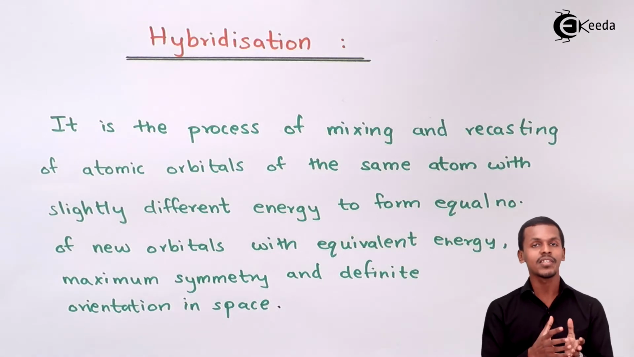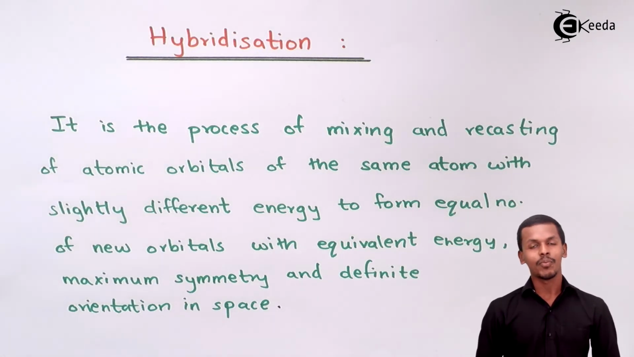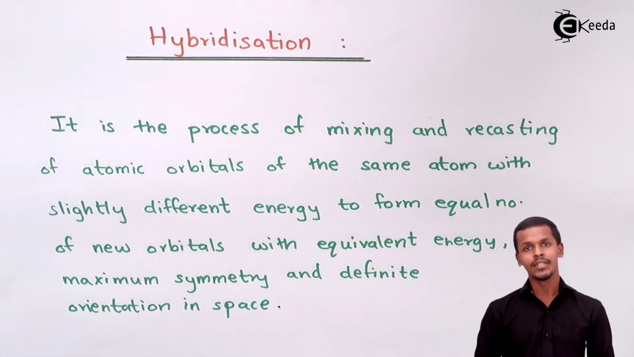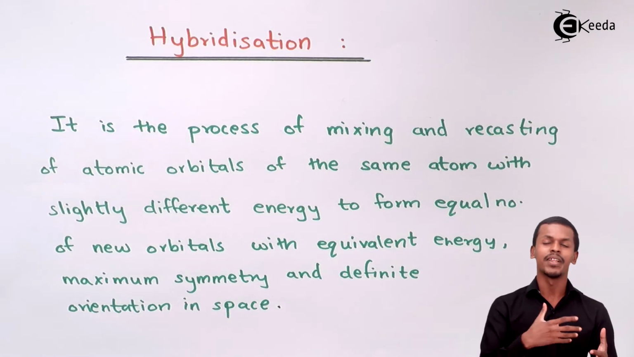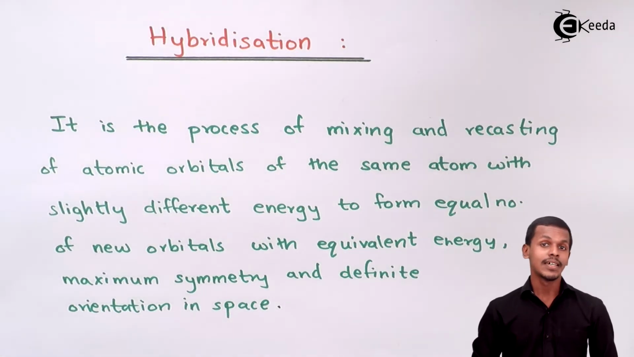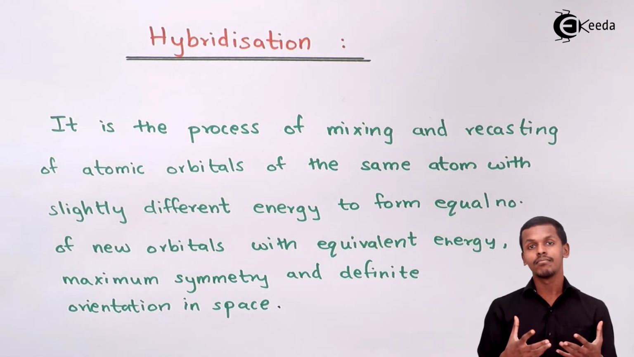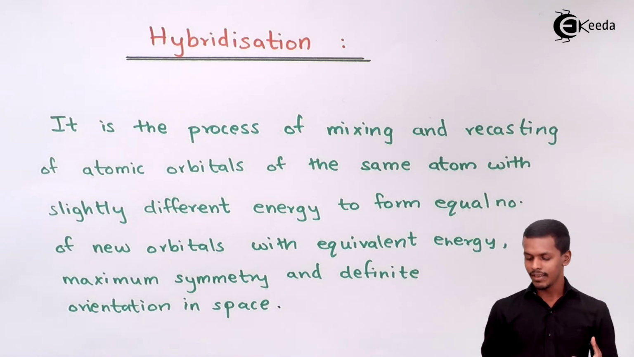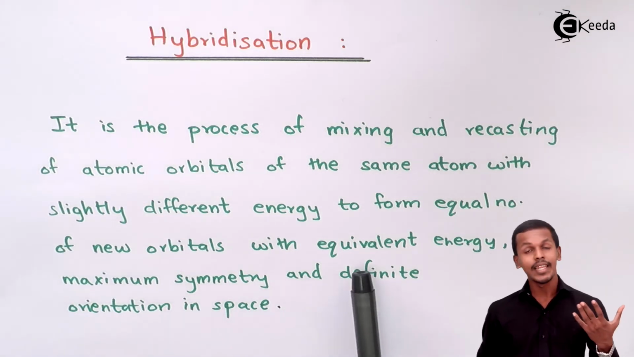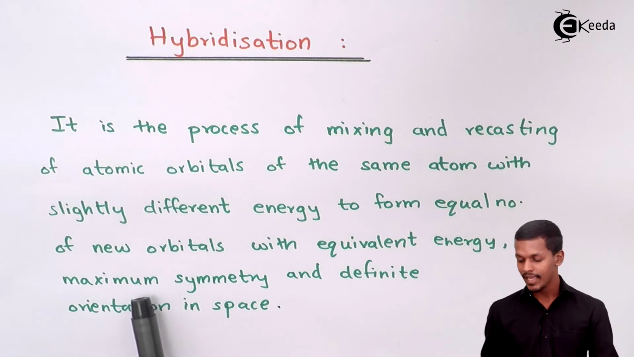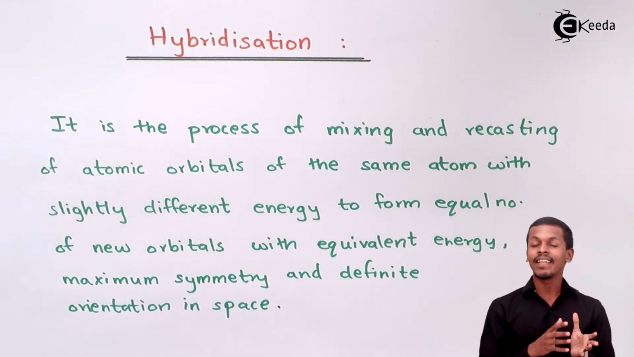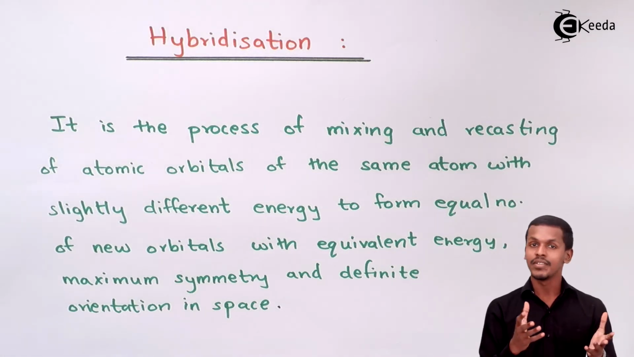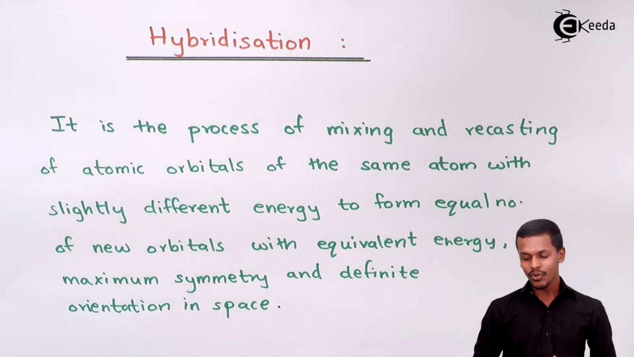So it is a process of mixing or recasting of the atomic orbitals of the same element or the same atom. Obviously, it will have various orbitals like s orbital, p, d, and it will depend on that. These atomic orbitals recast themselves in such a way that they form new atomic orbitals that have equivalent energy, maximum symmetry, and a definite orientation in space. This definite orientation in space is responsible for giving the bond angle between the two covalent bonds. That is what we are going to talk about in this lecture.